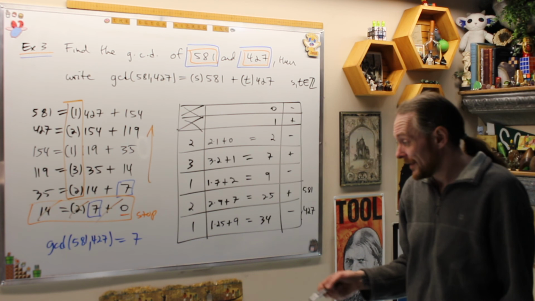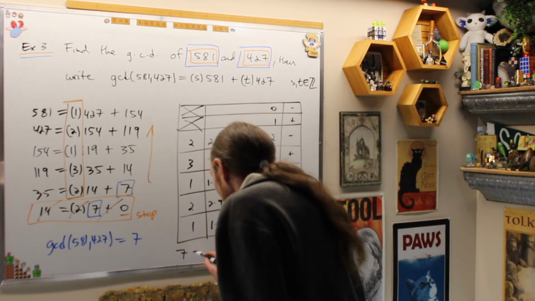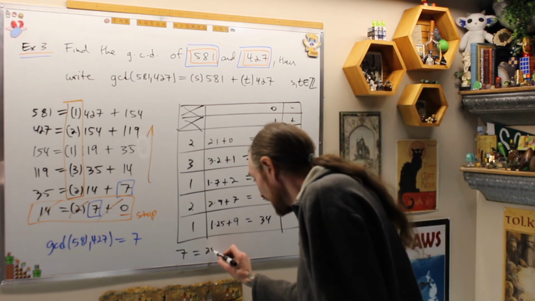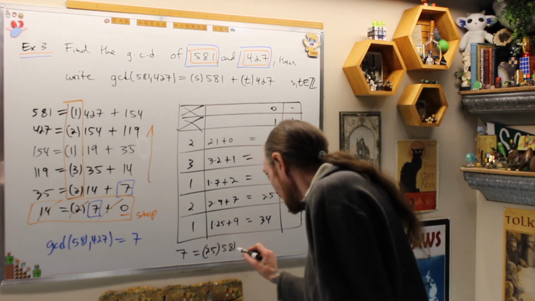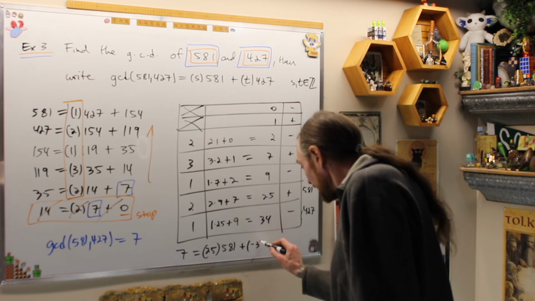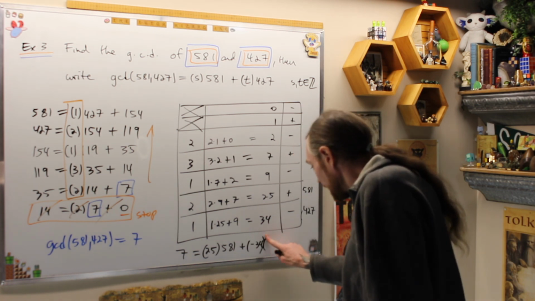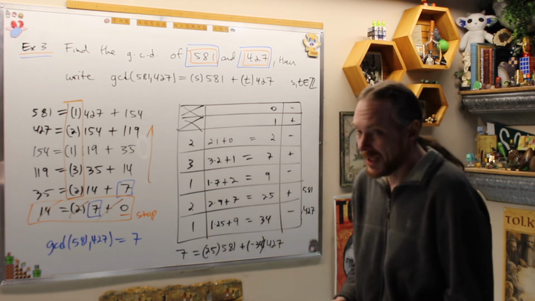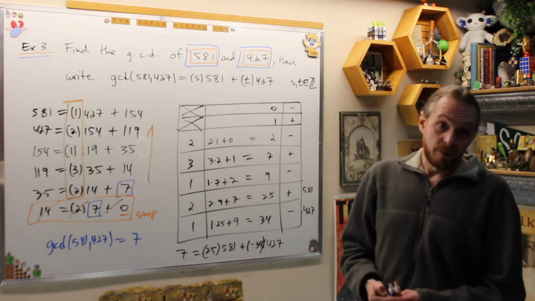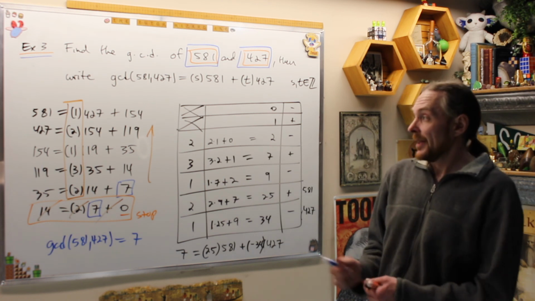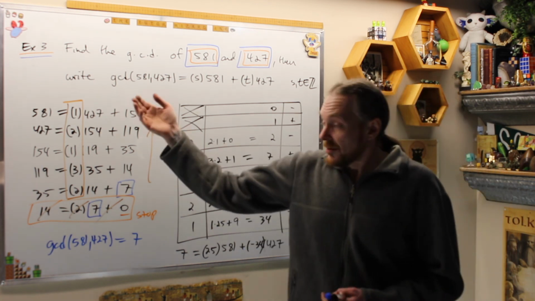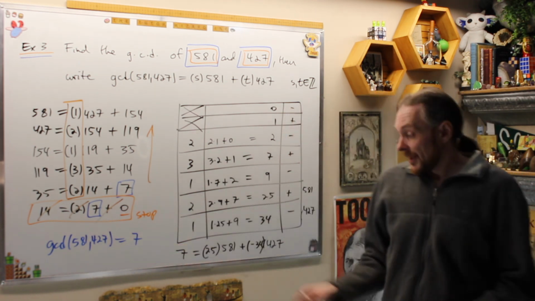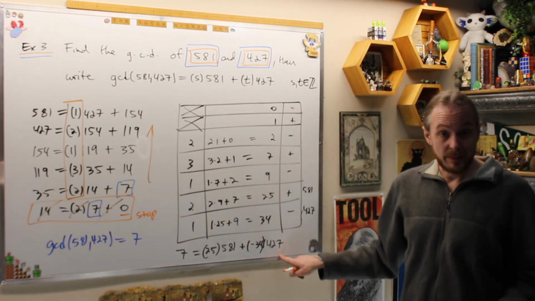Therefore, if we did this correctly, this says that 7, which is the GCD of 581 and 427, is equal to 25 groups of 581 plus negative 34 groups of 427. If you check, it does work. I made sure before I did the examples. But this is how you use the Euclidean-Bezoutian algorithm to find the GCD of 2 numbers and then write that GCD as a linear combination of the original 2 numbers.